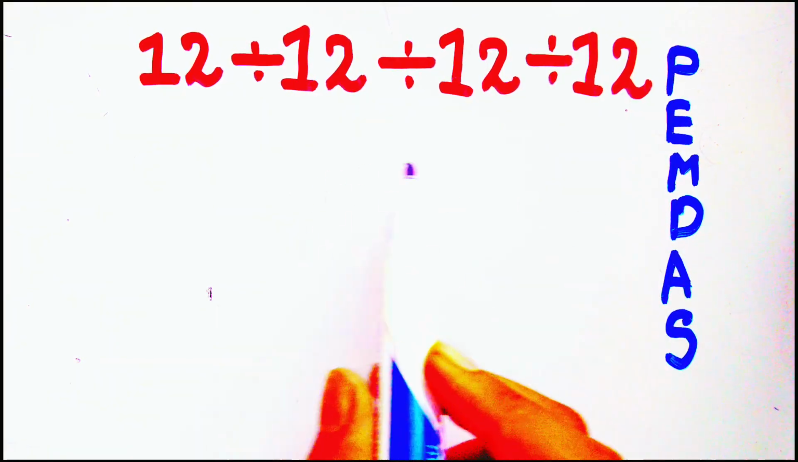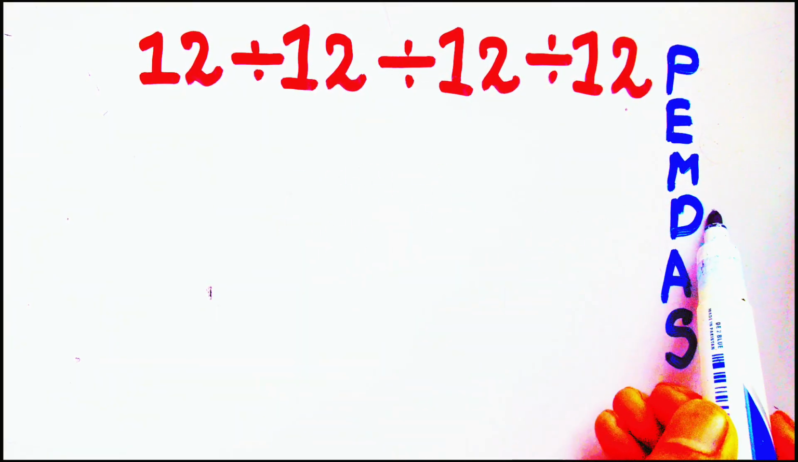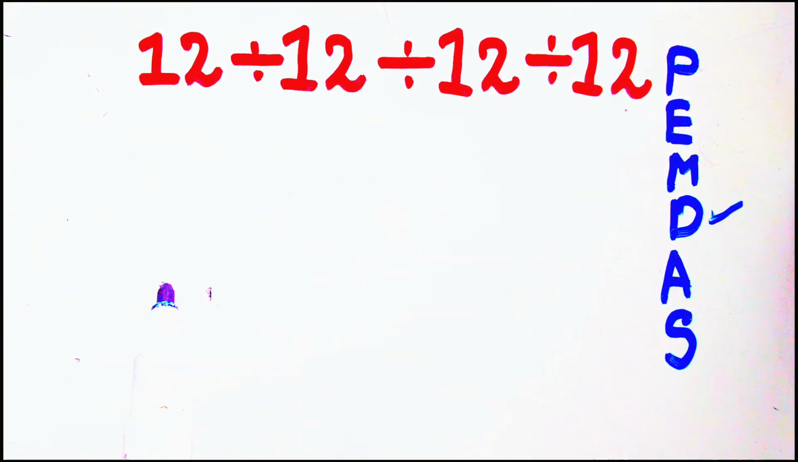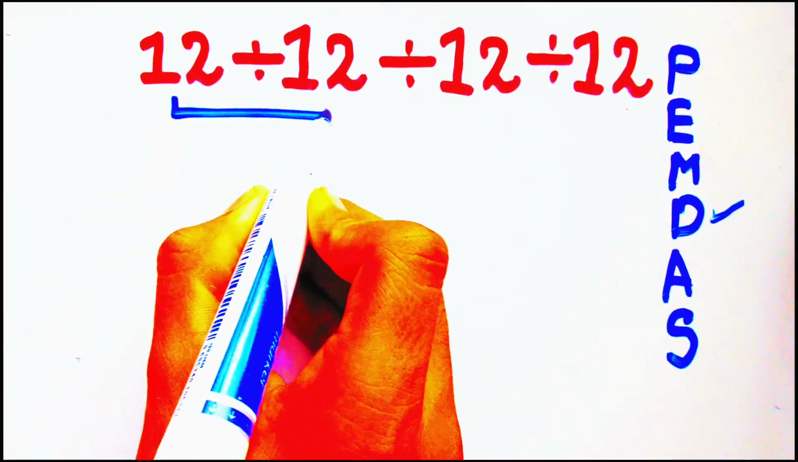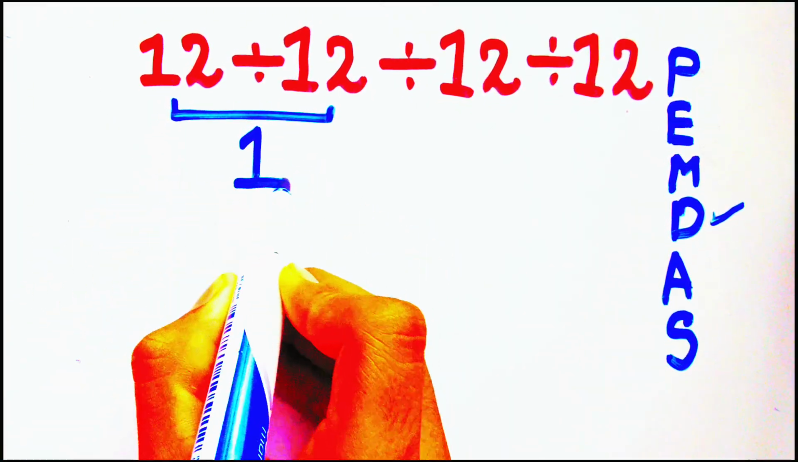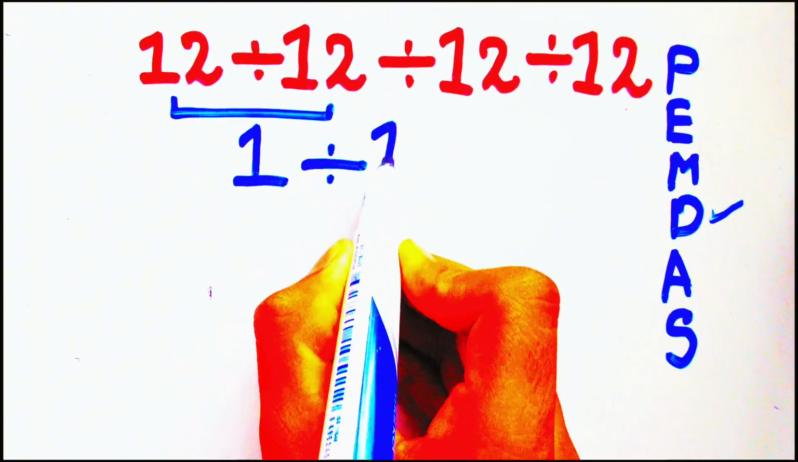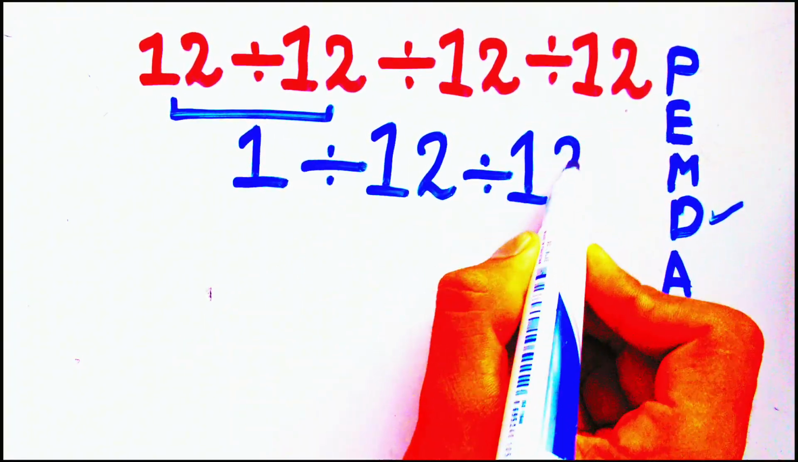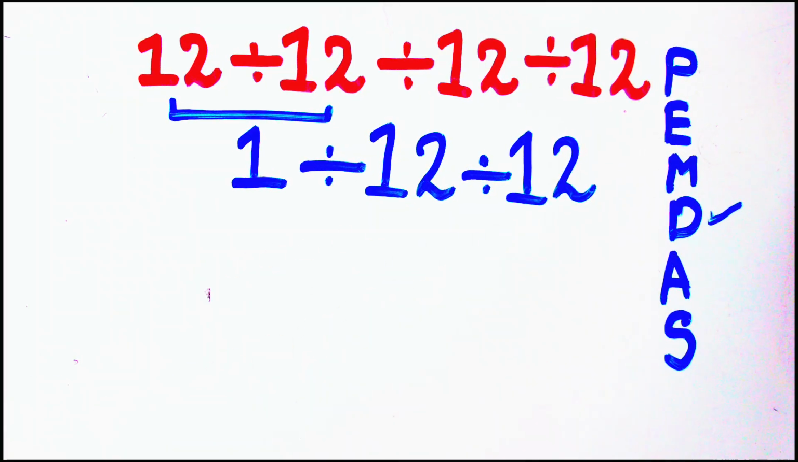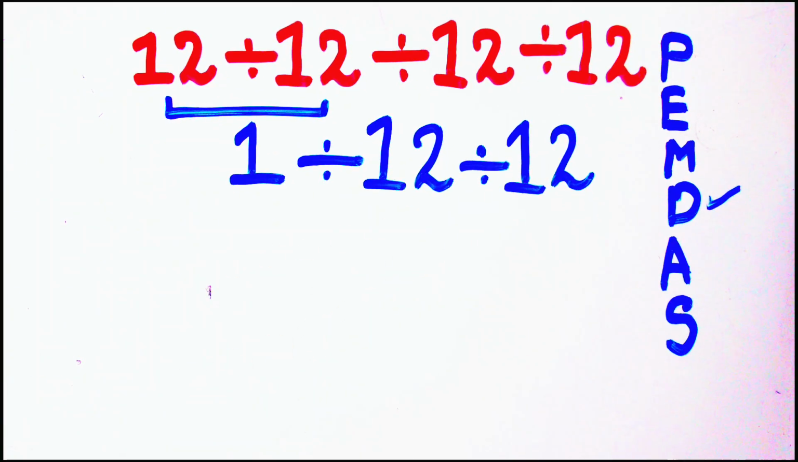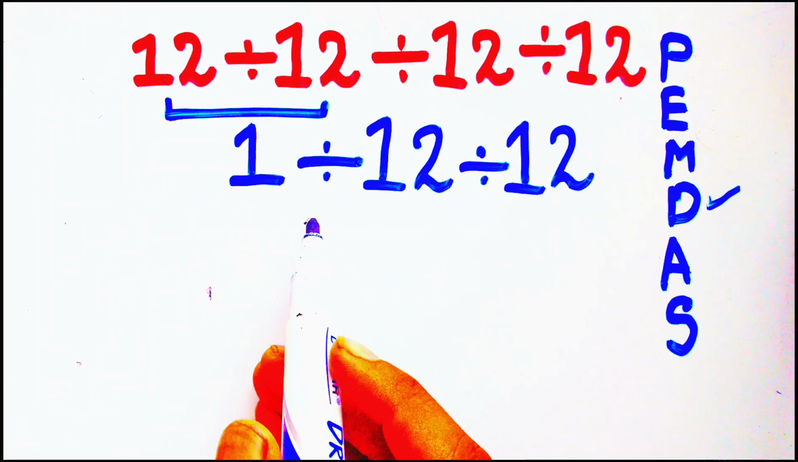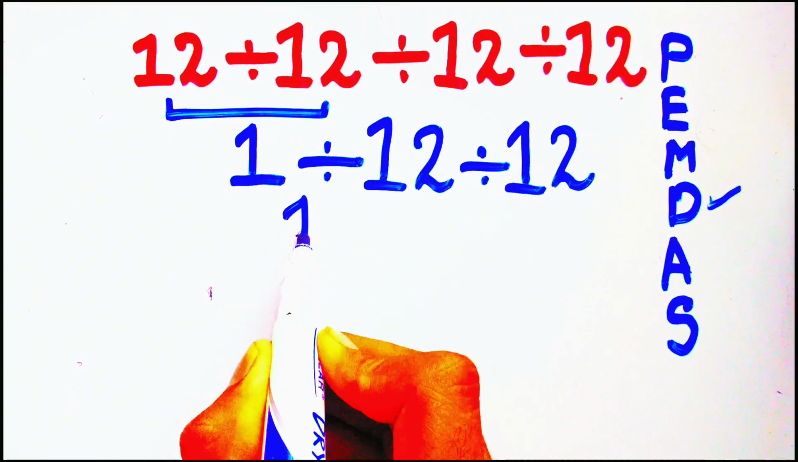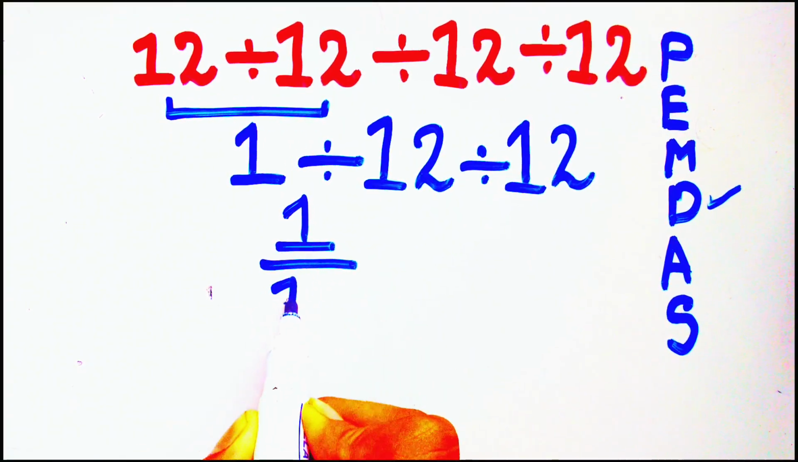First of all, in this question we have only division, so we have to move from left to right. So 12 divided by 12 equals 1, divided by 12 divided by 12. Now we again have division, so we again move from left to right. So 1 divided by 12 will be written as 1 over 12.